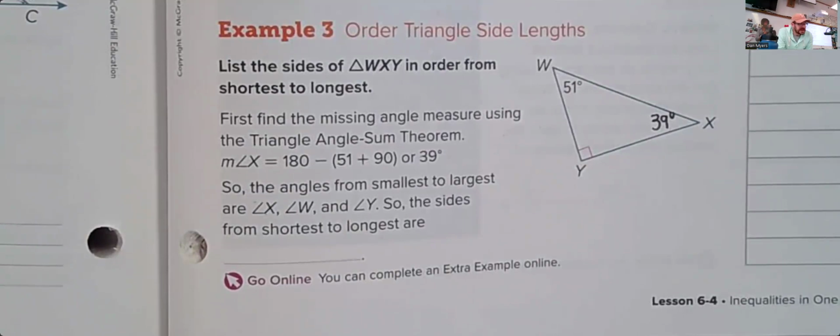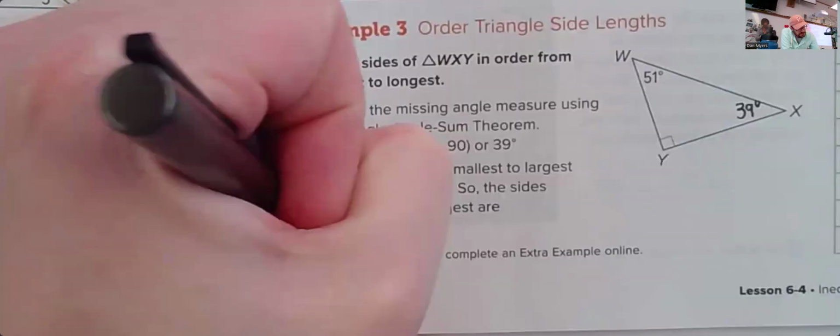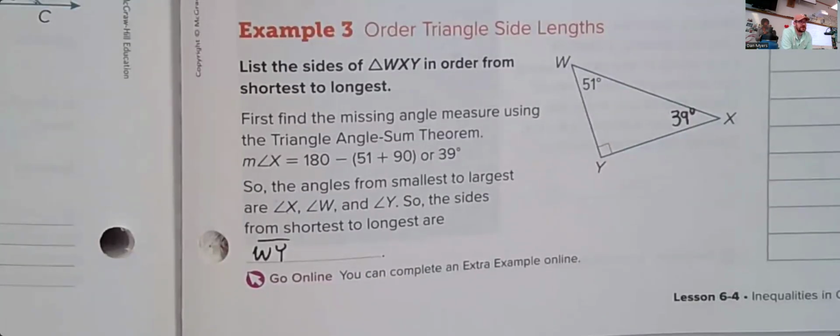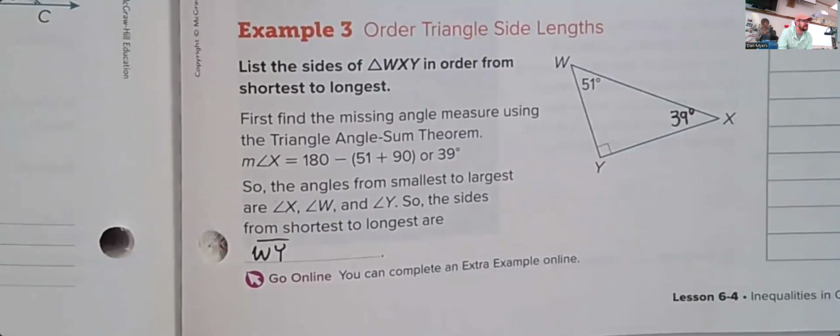X. So what side is across from X? WY. That's the shortest side. It's the exact same problems that we just did, but instead of figuring out the smallest to largest angles, we're figuring out shortest to longest sides.